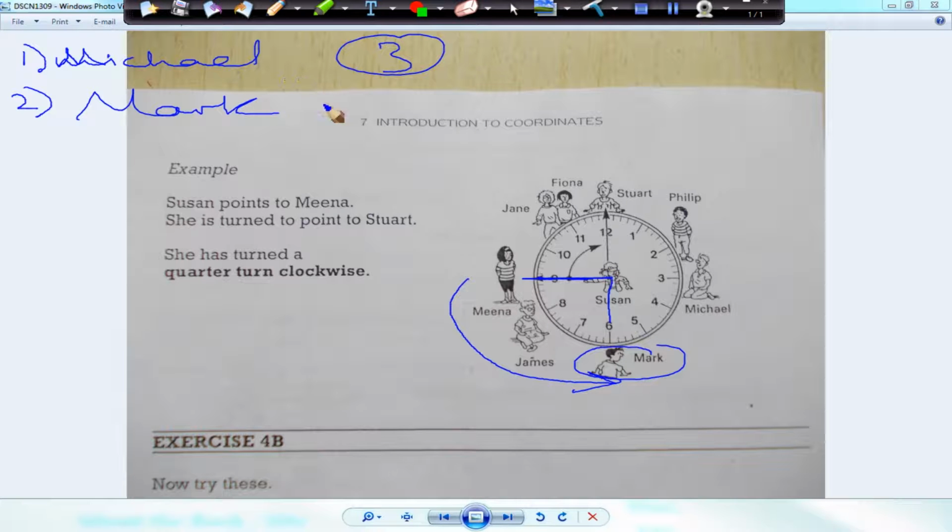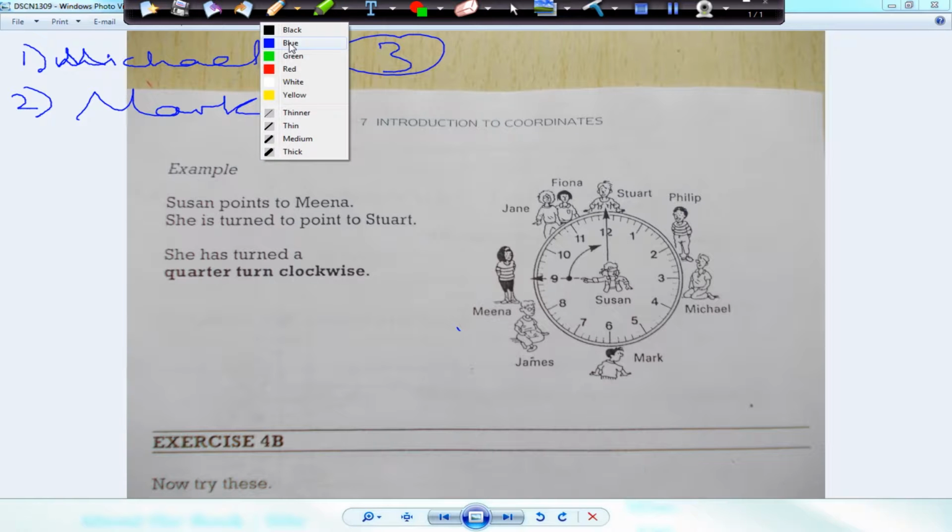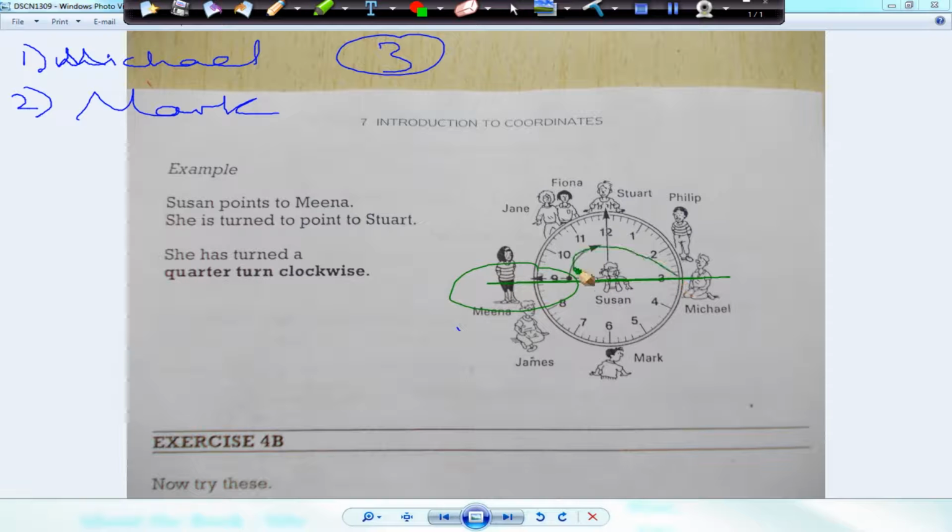Okay, number 3. Susan points to Michael. Let's just clear this further. Susan points to who? Michael. Where's Michael? Okay, let's get our color. Susan points to Michael. She starts there. Then she turns half a turn. If she turns half a turn, where will she end up? Meena. Half a turn, it doesn't matter which way you go. So number 3 should be Meena. She should be facing Meena. Okay, let's rub that off now.